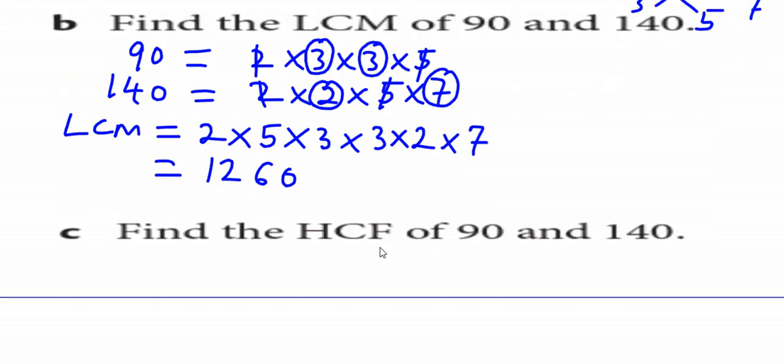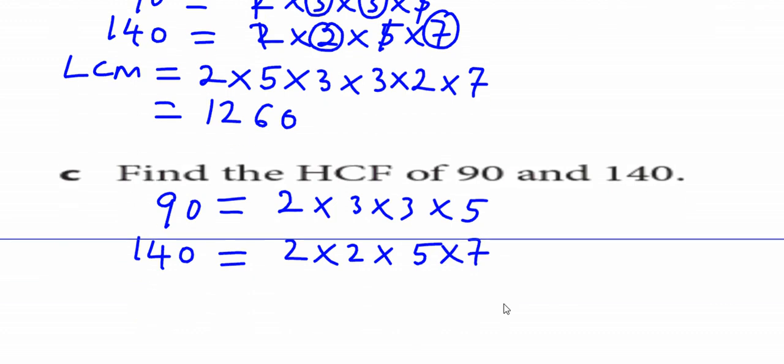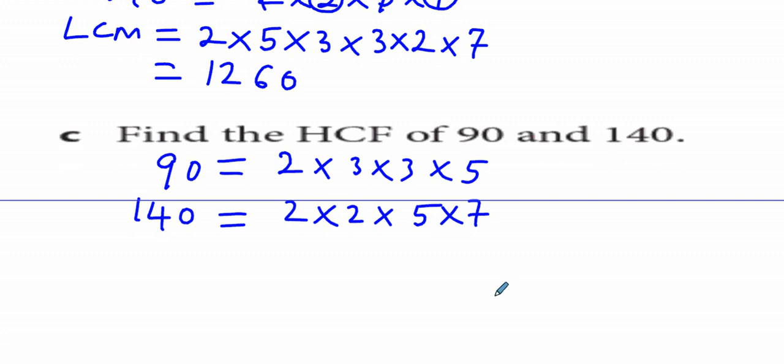Okay, how about the HCF of 90 and 140? Okay, rewrite. You have to rewrite the product of the primes. So we have 2 times 3 times 3 times 5, and we have 140 over here. We have 2 times 2 times 5 times 7. Okay, good. So that will be for the HCF.